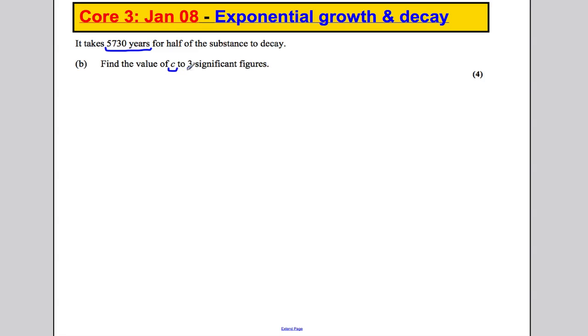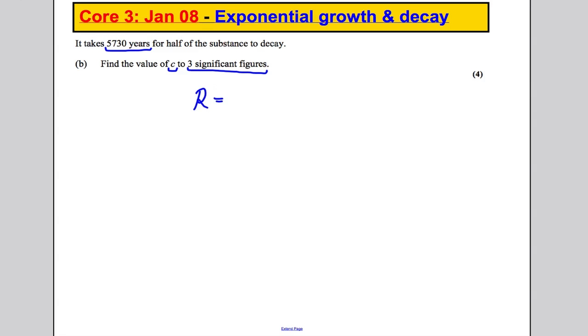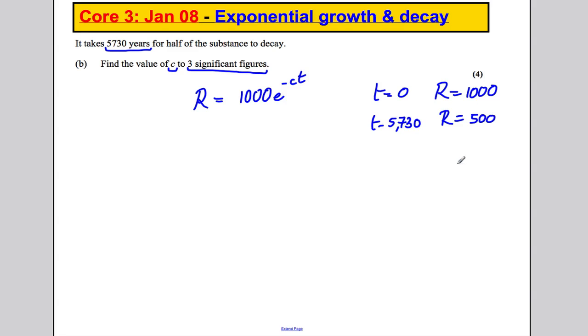Find the value of C to 3 significant figures. Now we know that we have this formula R, and it tells us the number of atoms, and it's given by the formula 1000 e to the negative CT. We knew from the previous part that when t was 0, R was equal to 1000. And it tells us how many years it takes for the substance to go to half. So we know that when t is 5730, R is half its initial value, which must be 500. We can substitute this information into our formula, and that will help us to work out what C is.